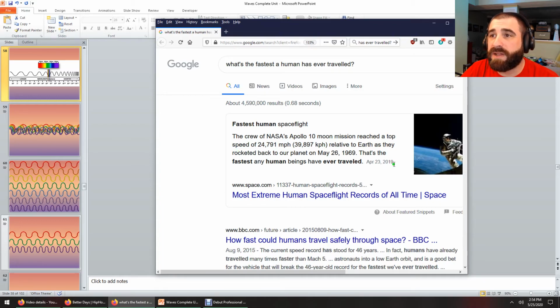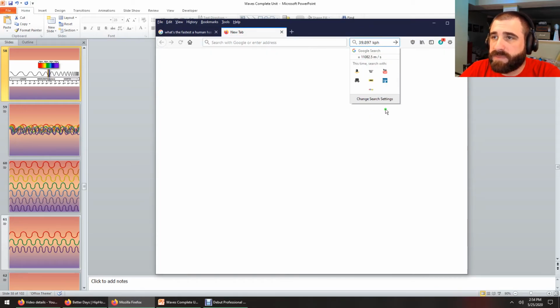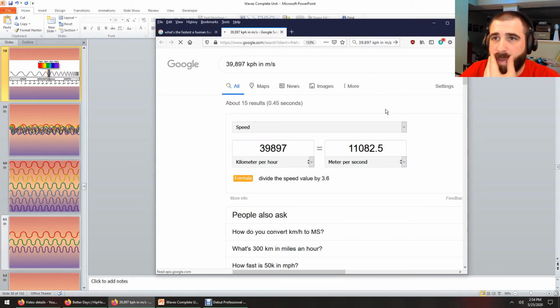So the crew of NASA's Apollo 10 mission reached a top speed of 39,000 kilometers per hour. Let's do a little conversion of that, huh? Let's put this in meters per second. That's only 11,000 meters per second. That's only about 1 times 10 to the 4th meters per second. That's the fastest we've ever gone. 1 times 10 to the 4th.